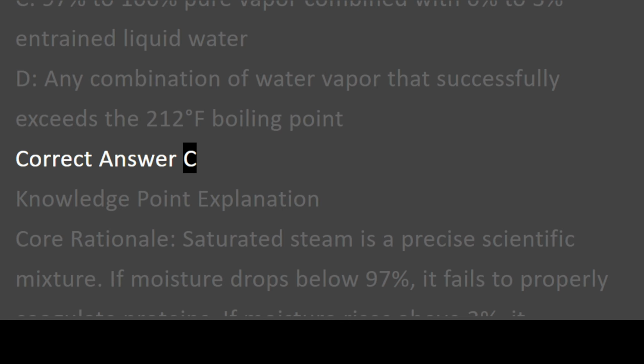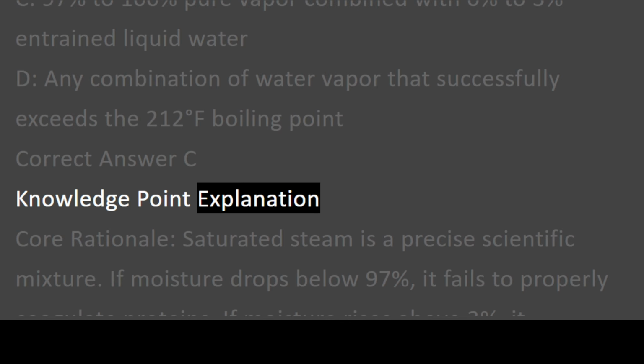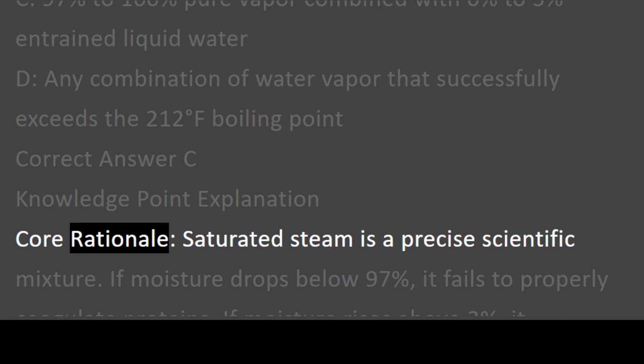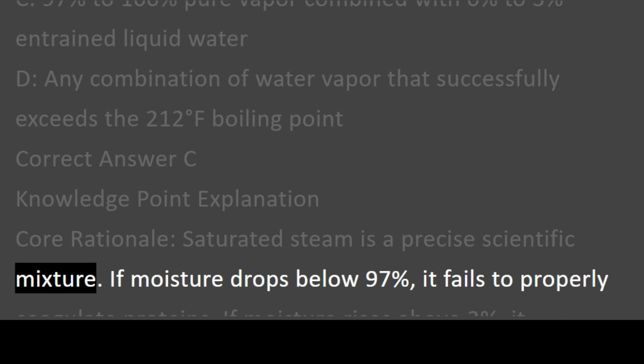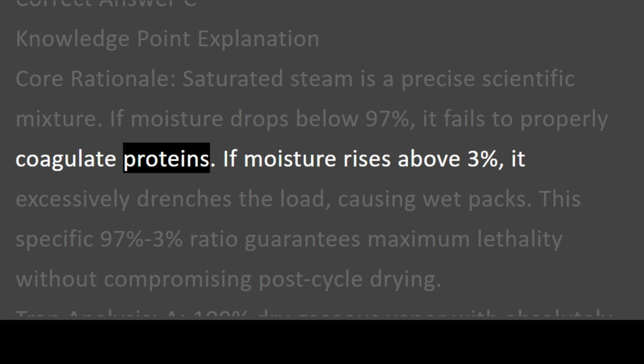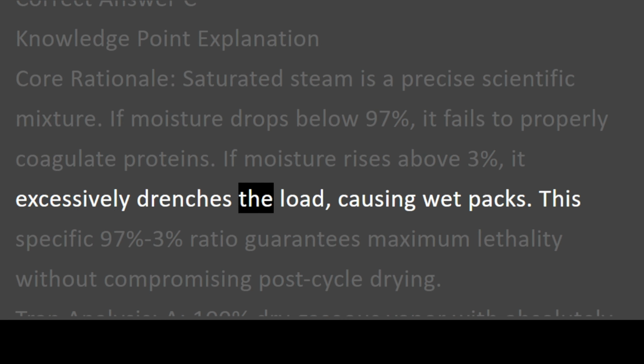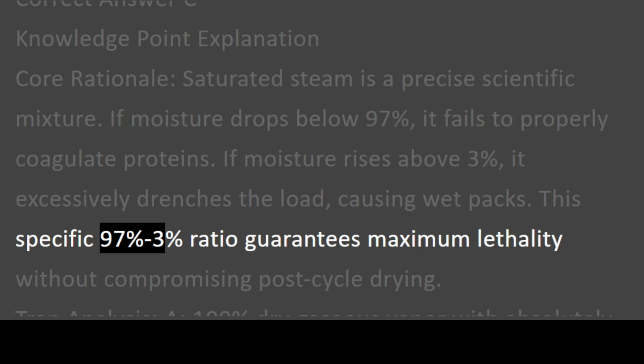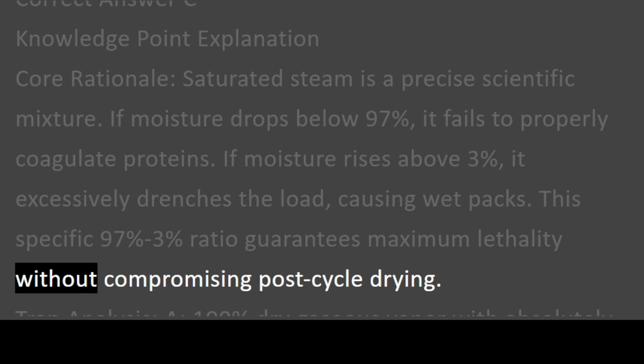Correct answer C. Knowledge point explanation. Core rationale: saturated steam is a precise scientific mixture. If moisture drops below 97%, it fails to properly coagulate proteins. If moisture rises above 3%, it excessively drenches the load, causing wet packs. This specific 97% to 3% ratio guarantees maximum lethality without compromising post-cycle drying.